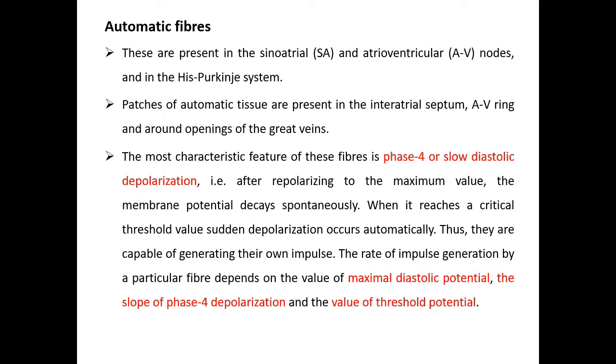The most characteristic feature of automatic fibers is phase 4, the slow diastolic depolarization. Automatic and non-automatic fibers basically differ in phase 4. In automatic fibers, phase 4 shows slow diastolic depolarization, meaning that after repolarization to the maximum value, the membrane potential spontaneously decays.